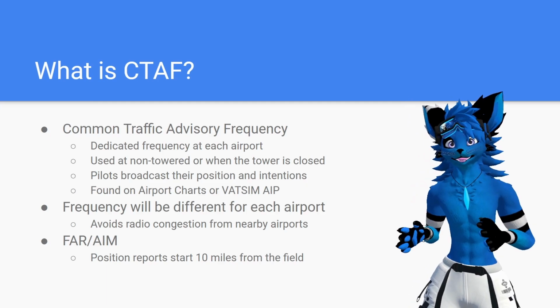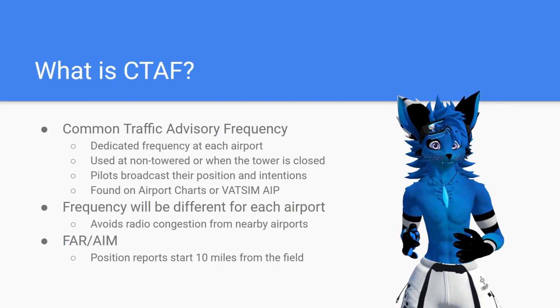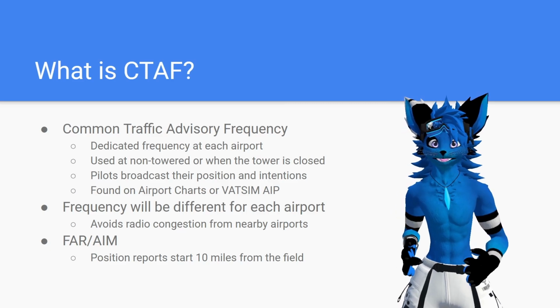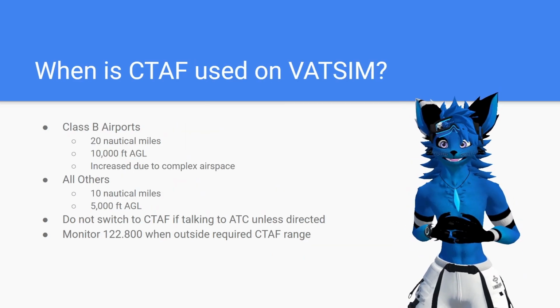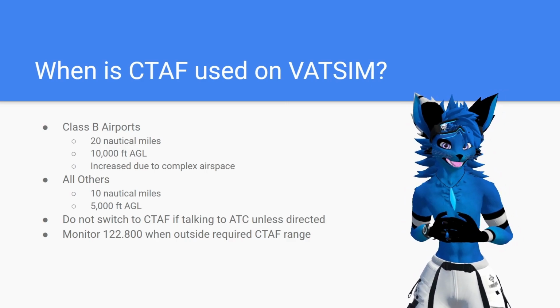Now, in terms of using CTAF, the FAR AIM tells us that we want to start making our position reports when we're within 10 miles of the airport. On VATSIM, they have a little bit different of a policy as to when they want us to start broadcasting our intentions on the CTAF frequency.